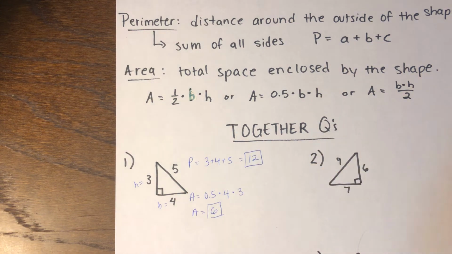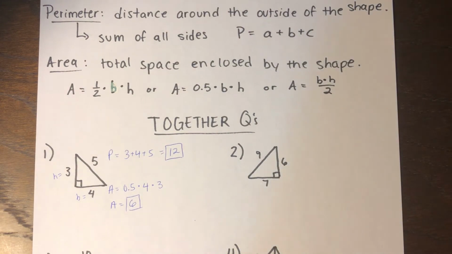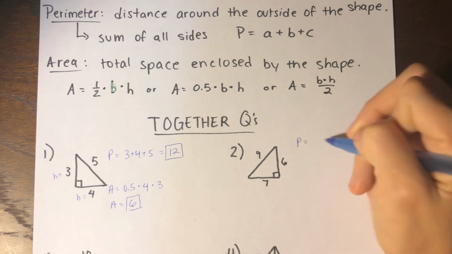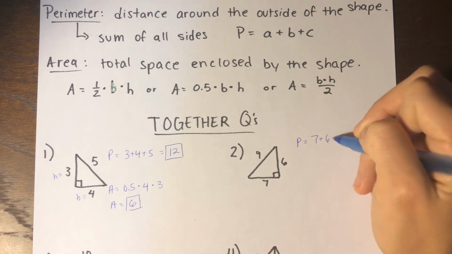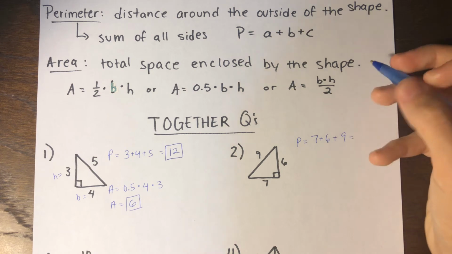Next one, we have 7, 9, and 6. So again, perimeter, you just add all of them. 7 plus 6 plus 9. When I add all of those together, I get 22.